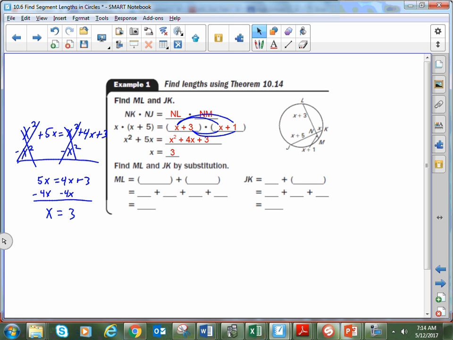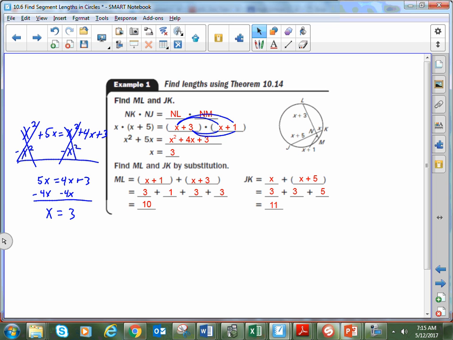So when I substitute those back into their respective expressions, I should say, not problems. Well, ML is made up of its two segments, MN and LN. So we take the expressions that they have, substitute the 3 that we got, and combine all like terms. Doing the same thing for JK, JK is equal to x plus 5, substituting the 3 in there gives us the length of 11.